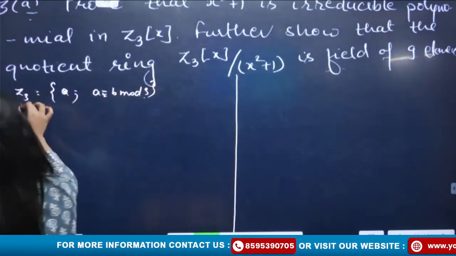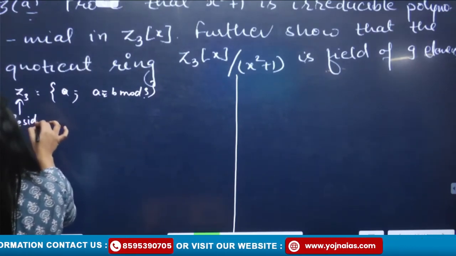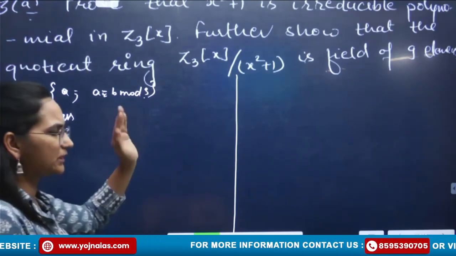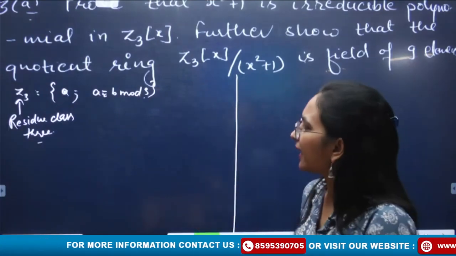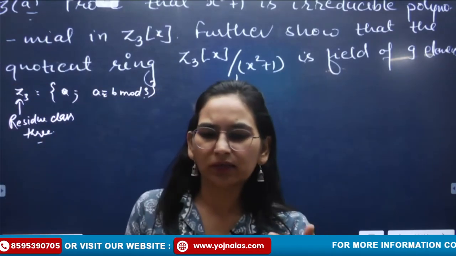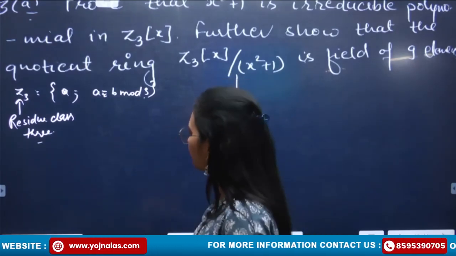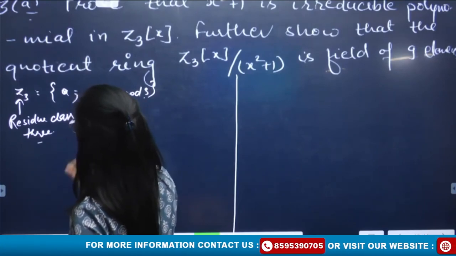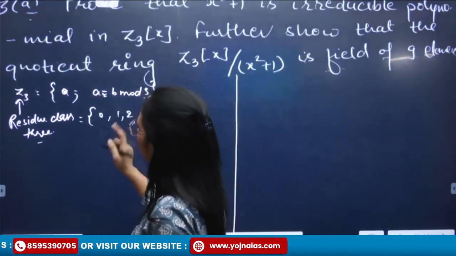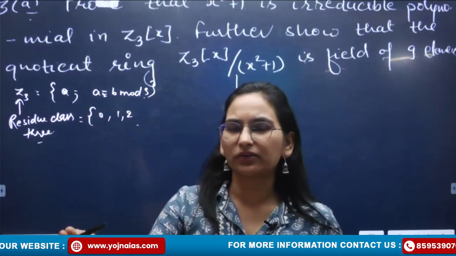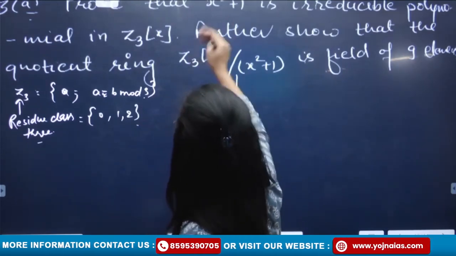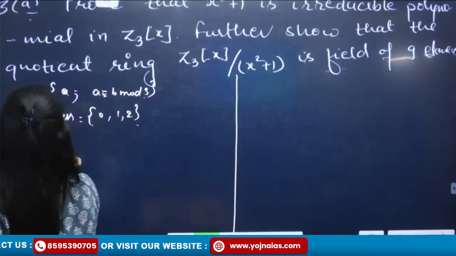This field is the residue class 3. Whenever you divide any element by 3, the residues will be written in this field. And if you divide any element by 3, what can the residues be? Residue is nothing but the remainder left after dividing something. So the residue here would be 0 if 3 can completely divide a number, and there can be remainder 1 or 2, but 3 cannot be a remainder. As soon as it is 3, it would be converted into 0. So this is the field, and then you need to prove that this polynomial is irreducible. Let f(x) is equal to x square plus 1.